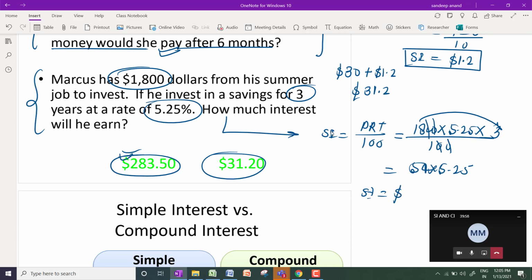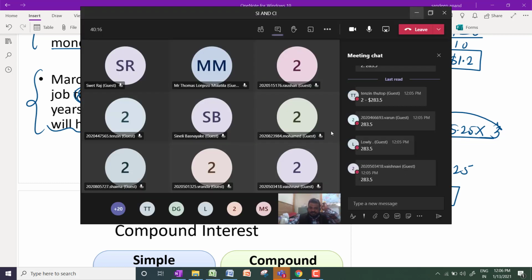The question asks how much interest he will earn, because this money is invested here. So rupees 283.5, not borrowed money. I hope this simple problem based on simple interest is clear to everyone.